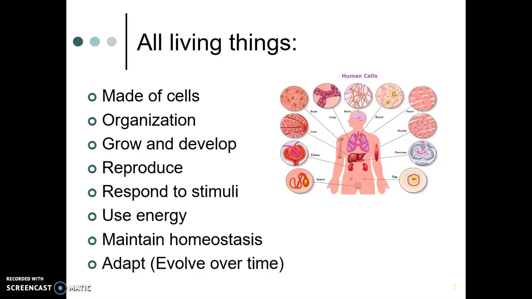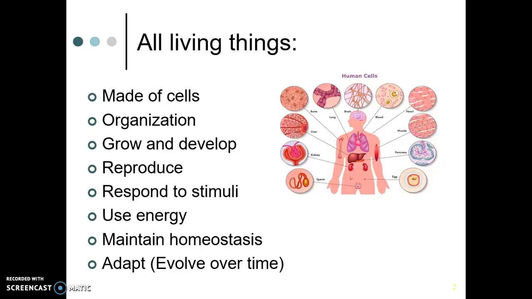They also have some level of organization. In humans, we go from cells to tissues to organ systems to an organism. All living things grow and develop and reproduce. Those two kind of go together. You reproduce, you have a little baby, it grows up, it develops into something that is different than when it was born, into an adult that then reproduces itself.